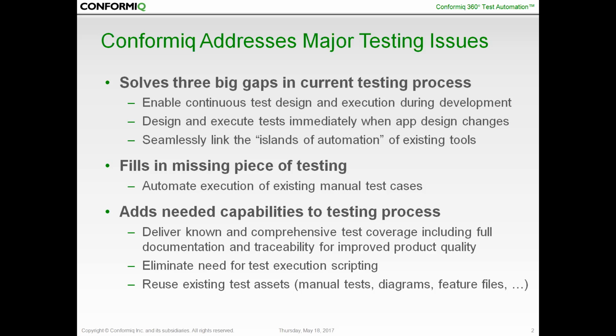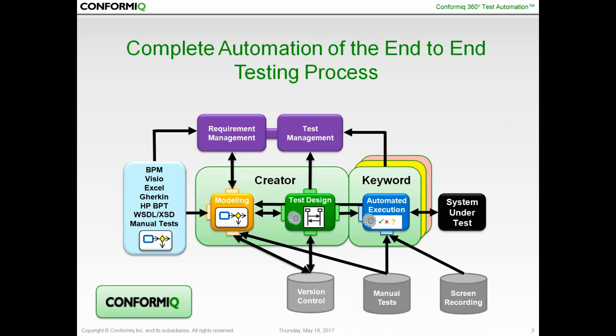And then to reuse existing assets. You have manual test cases, diagrams. Those might be Visio or BPMN. Excel files, feature files, Gherkin feature files, you name it. There's a whole bunch of assets that are out there. Use them. So you can actually deliver known quality and do it at the speed of development.